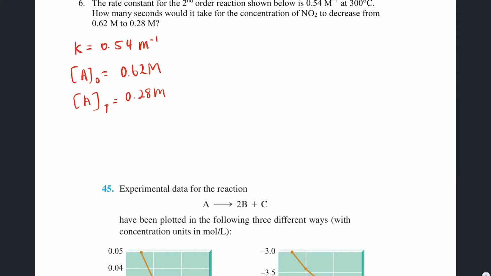Now this particular question is asking us how many seconds would it take for the concentration to go from that to that? Because that's asking for time, we can write down the second order integrated rate law and solve for the variable that they're asking for. Since we've already determined the variables that are going to be used in this equation, it should be fairly easy to plug and chug and get this answer correct.